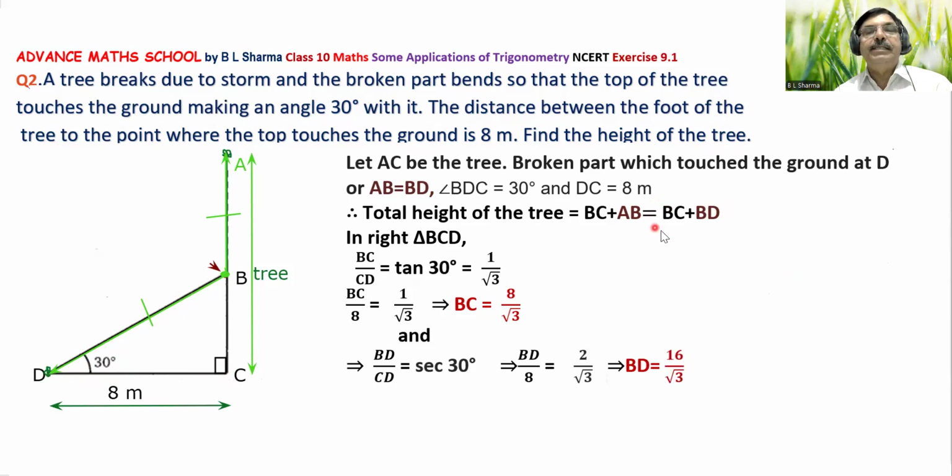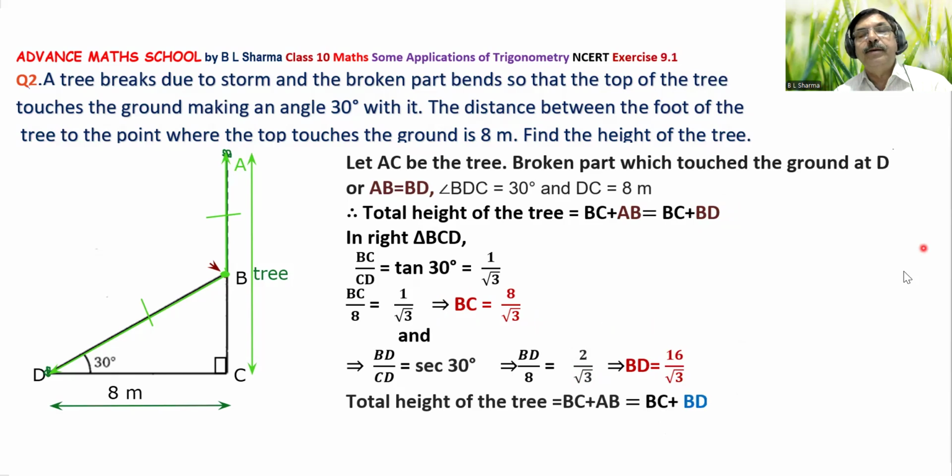We need BC plus BD. BC is 8 upon root 3, BD is 16 upon root 3. Add both of them. So the total height of the tree is 8 upon root 3 plus 16 upon root 3. Taking root 3 as LCM, that is 24 upon root 3.